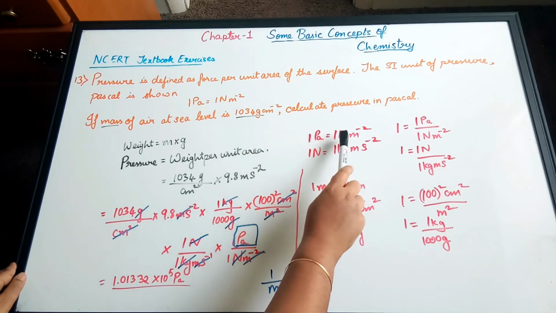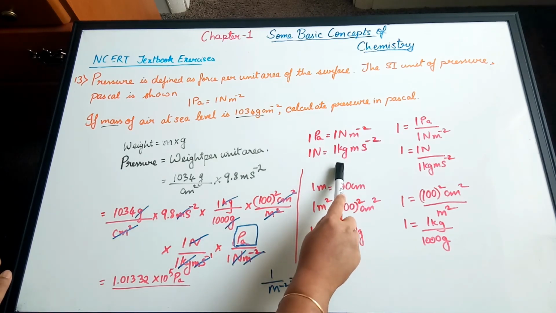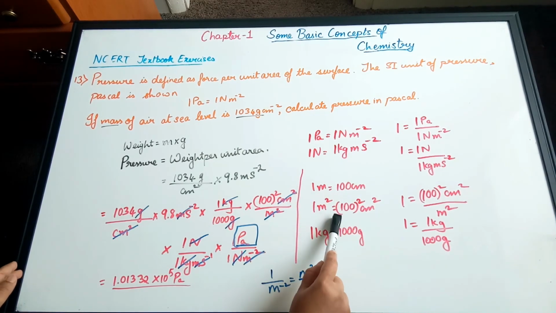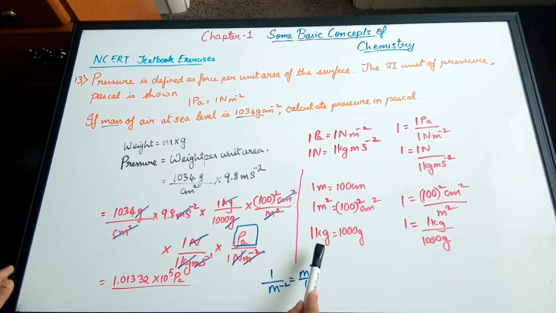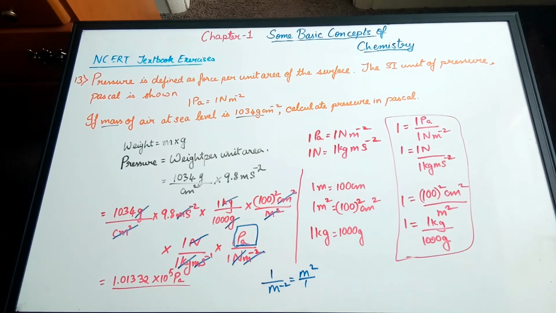So 1 Pascal is 1 Newton per meter square. And then 1 Newton equals 1 kilogram meter per second square. So 1 meter is 100 centimeters. 1 meter square would be 100 square centimeter square. And 1 kilogram equals 1000 grams. So the basic idea behind unit conversion factor is these are all the unit conversion factors, and these will all be multiplied to give us the final unit in the end. They're all getting cancelled. One important thing, if you use the unit conversion factor, all the other units except for the one you want will be cancelled, and if it is not happening, then there is some mistake in between.